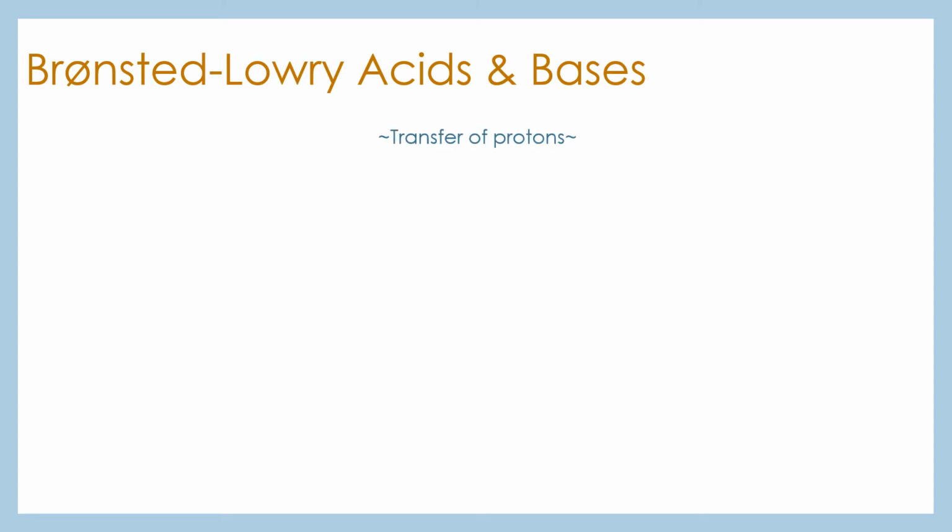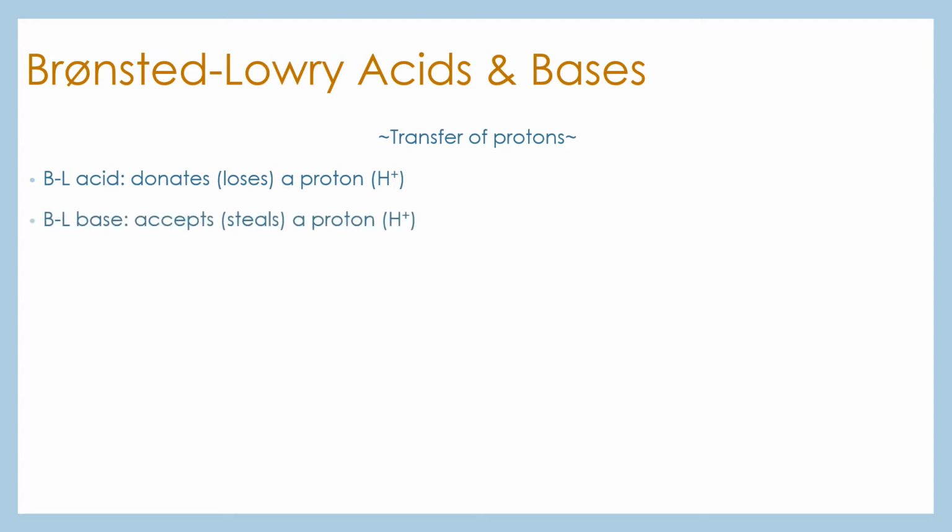A Bronsted-Lowry acid and base pair is all about the transfer of protons. A Bronsted-Lowry acid donates or loses a proton, which is H+, and is also equivalent to the nuclear particle. A Bronsted-Lowry base accepts or steals a proton.